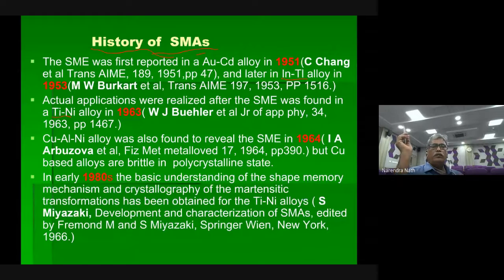So then copper-based alloys came into the picture after a gap of two to three years. They found copper, aluminum, and nickel, and when they used these, they revealed there is an SME here. So this is also a copper-based shape memory alloy. After that, there was a lot of research, but actual research was on titanium nickel, particularly titanium nickel.